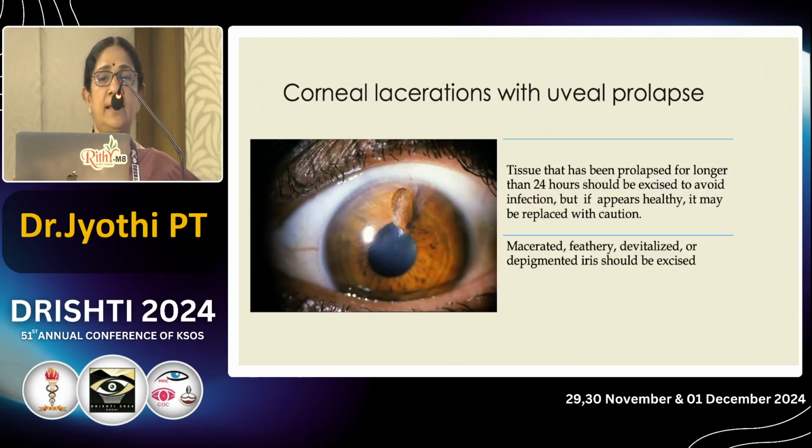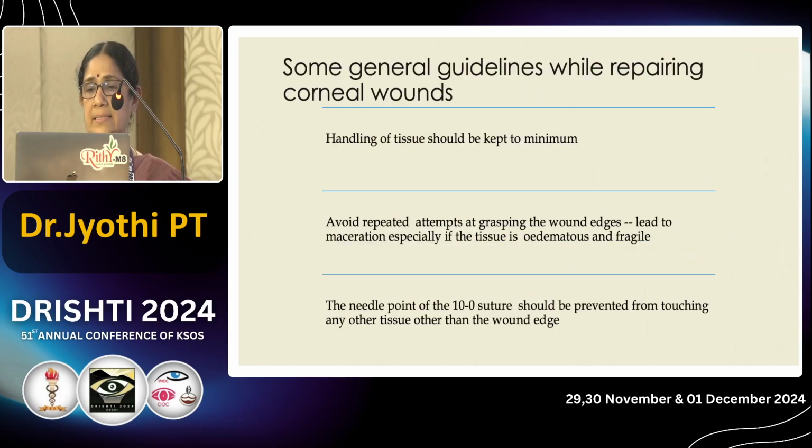When there is corneal laceration with uveal prolapse, tissue that has been prolapsed for longer than 24 hours should be excised to avoid infection. But if it appears healthy, it may be replaced with caution. But macerated, feathery or devitalized or depigmented iris should be excised.